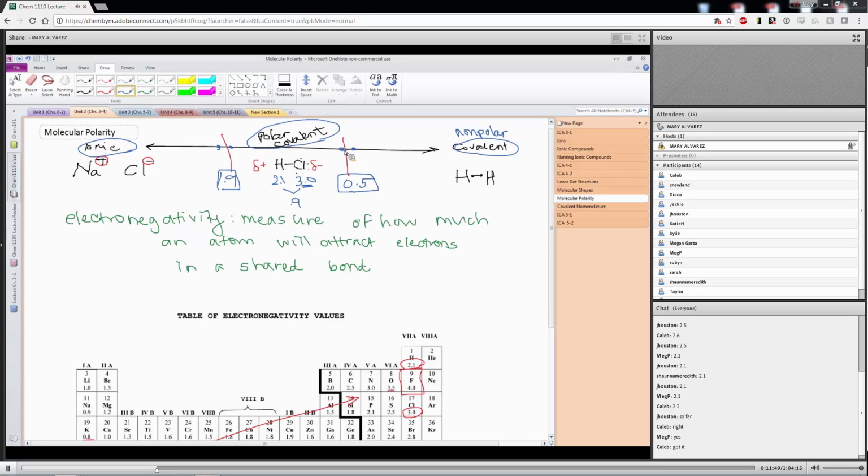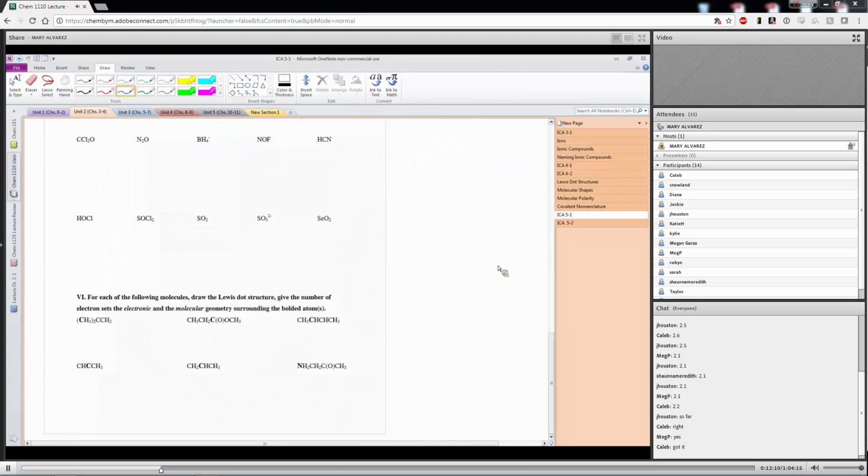So if ever something lands on 0.5 and you're unsure, rather than saying it has to be one or the other, I want you to recognize that you could call it mostly non-polar, slightly polar, kind of either direction. All right, so let's look at our in-class activity sheet.